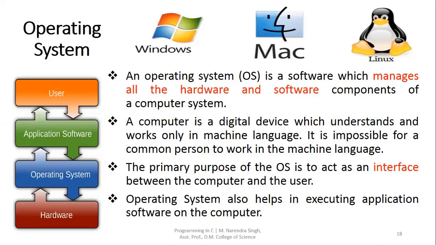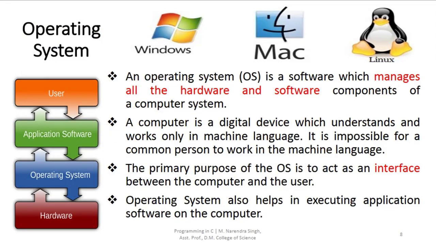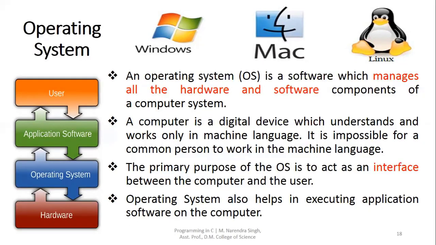Now, on the left side, there is a diagram. In the diagram, first, we have the computer hardware. On top of that, we install the operating system. Then, on top of the operating system, we install the application software. Then, we use the application software. So, that means operating system is the interface between the hardware and the user. Application software sits on top of the operating system, and we communicate with the hardware through the operating system. So the operating system helps in running our application software also. And there are three popular operating systems. You can see their logo on top of the slide: Windows, Mac, and Linux.